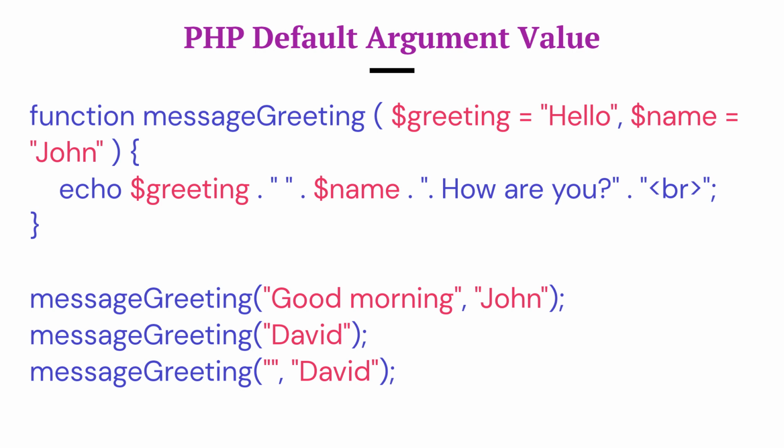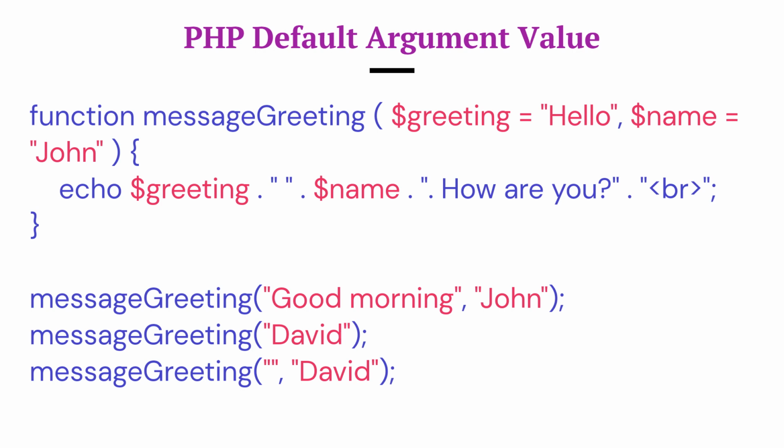Here, we have called the function 3 times. In the first call, we have passed the parameter values and it prints the message with the passed values. In the second call, we have passed with a single parameter. In the original function, the only parameter will be received in the first parameter called $greeting, and the value, David, is stored here. In the second parameter, the default value, John, is used, and the message prints, David John.